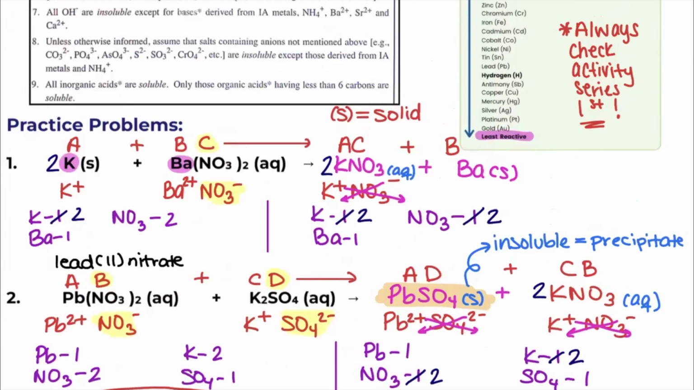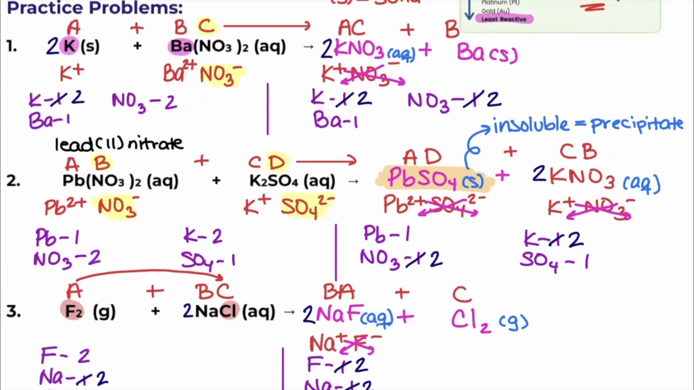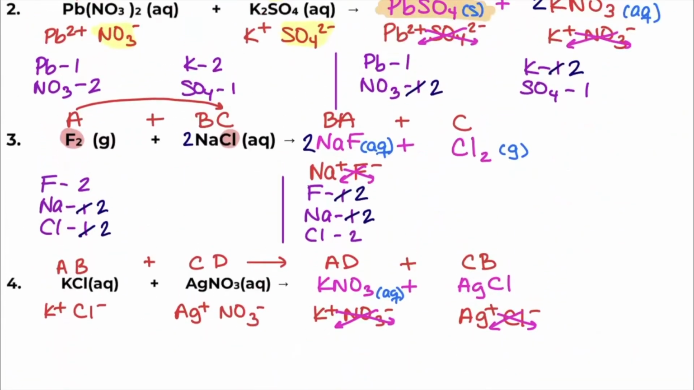But what about AgCl? Well, according to rule number 4, all Cl- ions are soluble except when bound to an ion like silver with a +1 charge. And because Ag+ is one of our exceptions, this is not soluble, it's insoluble. So it will not dissolve in water and you form a solid.